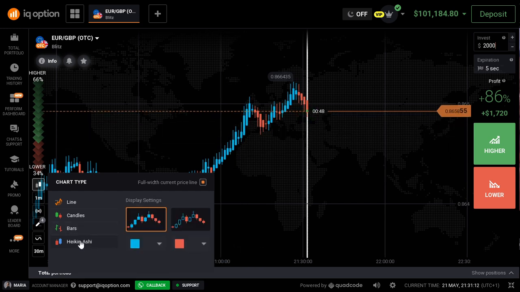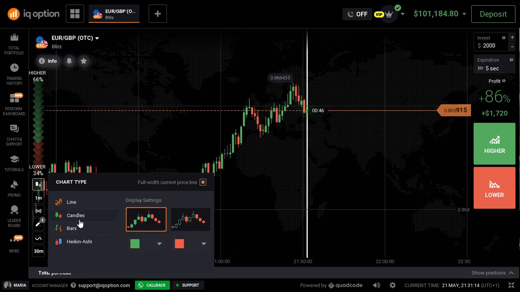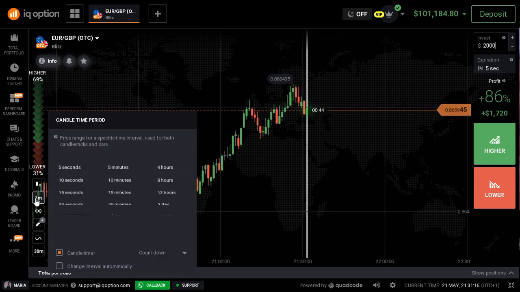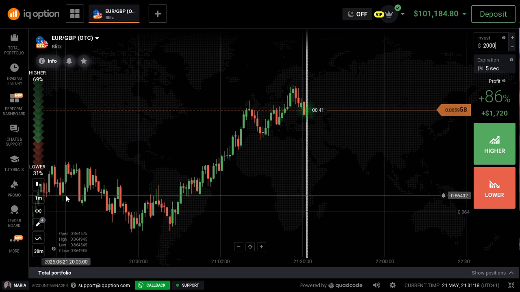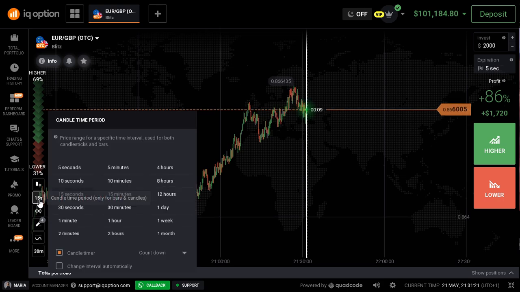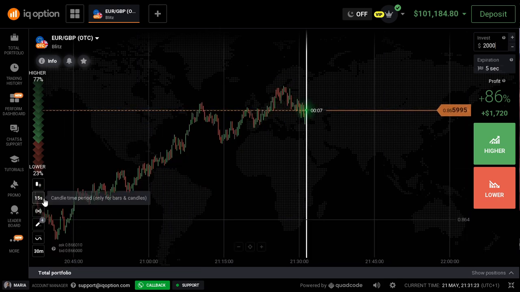But if you don't want to use that, you can use candle, and then you come over to the timer right here. You can decide to use any candle time of your choice. You can even use 5 seconds and more.